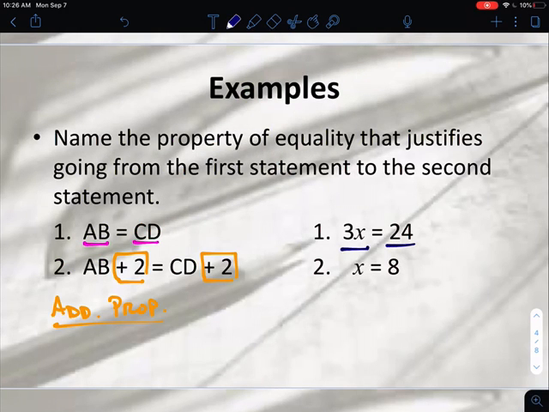If I look at the second example, we started with 3x equals 24. And then when we went from step 1 to step 2, now we have x is equal to 8. So we have to think to ourselves, well, what changed? What happened from that first step to the second step? What happened was they divided both sides by 3. They didn't show the division, but they divided the 3x by 3 and got x. They divided 24 by 3 and got 8. So there's your division property of equality.